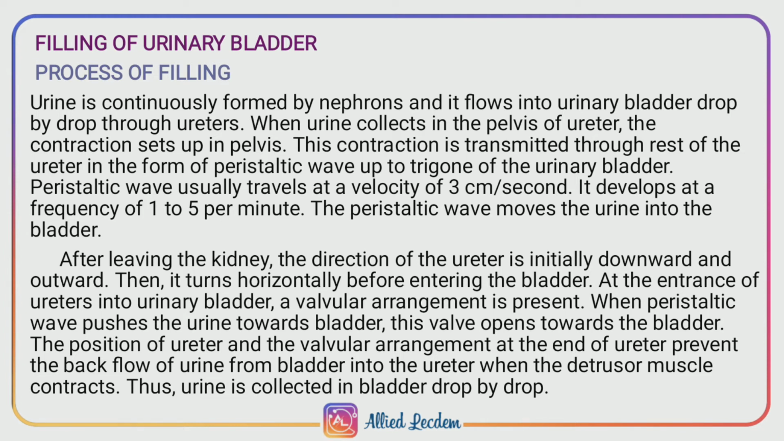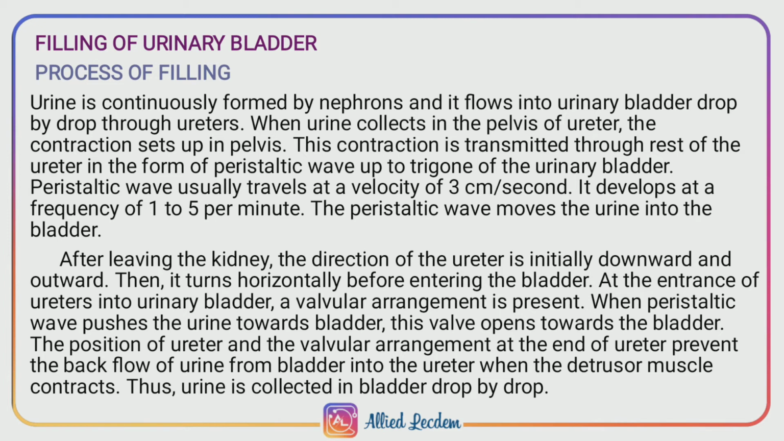Peristaltic wave usually travels at a velocity of 3 cm per second and develops at a frequency of 1 to 5 per minute. The peristaltic wave moves the urine into the bladder. After leaving the kidney, the direction of the ureter is initially downward and outward. It turns horizontally before entering the bladder. At the entrance of the ureter into the urinary bladder, a valvular arrangement is present.